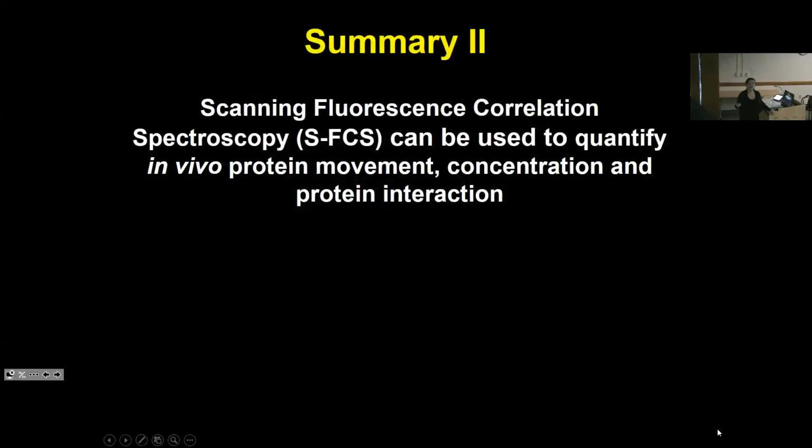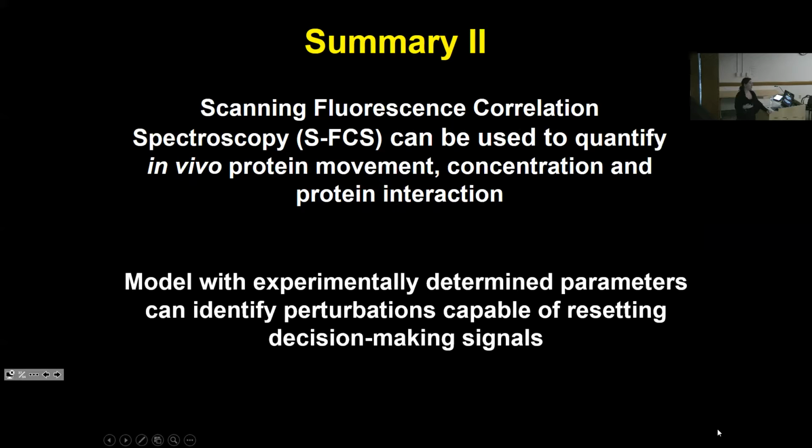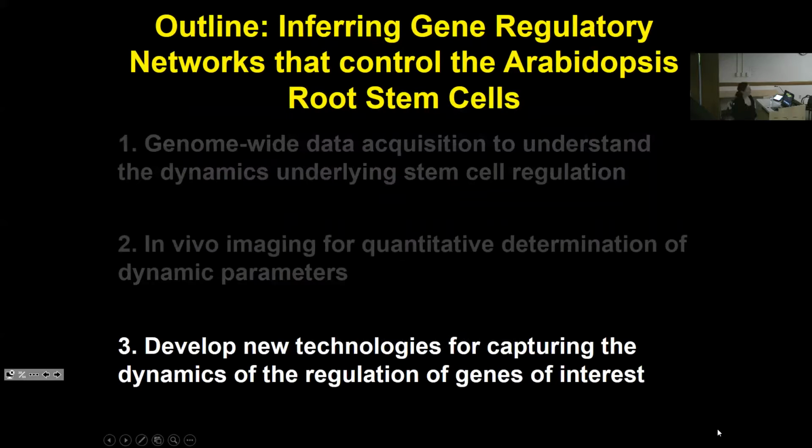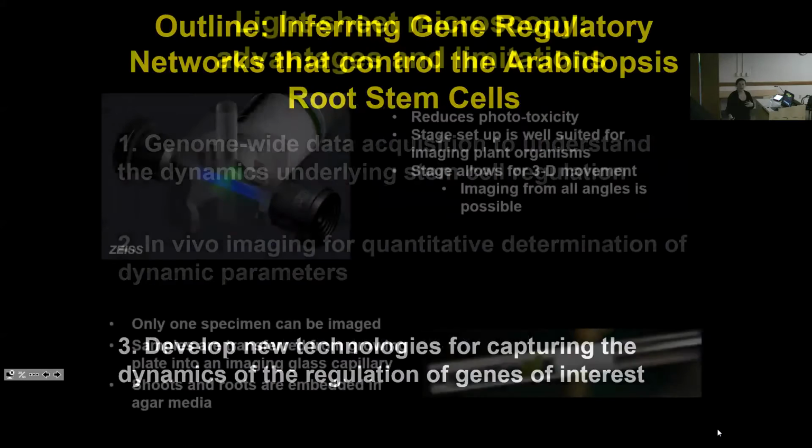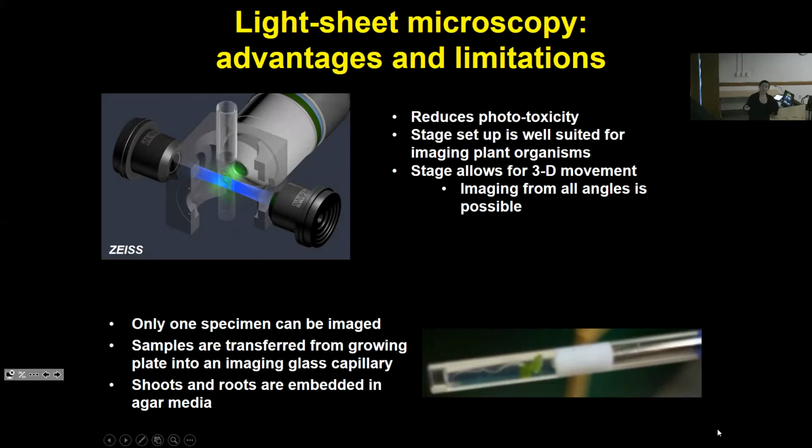The second part of the talk, which I'll just glance through, is really that scanning fluorescence correlation spectroscopy allows you to quantify parameters that were not easy to quantify before. All of these quantitative measurements can be put into a mathematical model that tells you the dynamics of your system. In this talk, it was a natural progression. Before we got these data, we started to develop new technology to do long time courses, using light sheet microscopy, where I'm going to tell you not the advantages, but the limitations that we had to overcome.